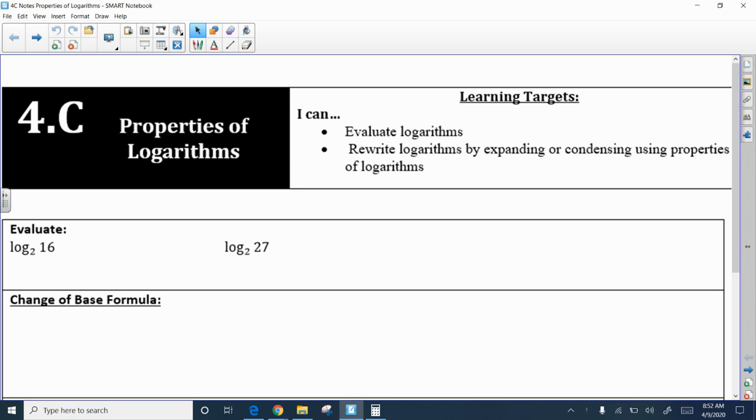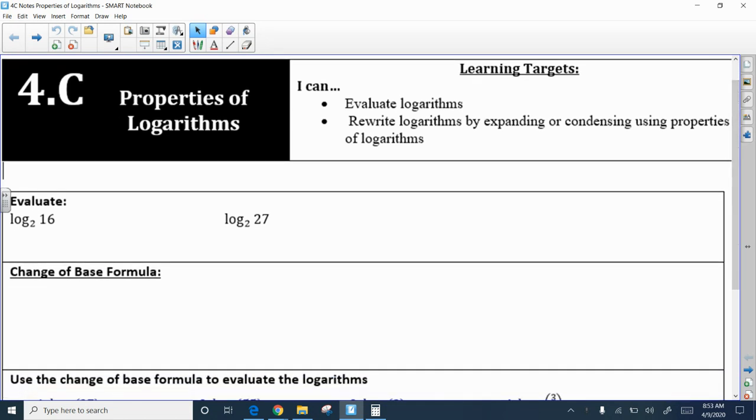Good morning, everybody. We are starting our next section of notes for C, properties of logarithms. So our learning targets are evaluating logarithms and rewriting logarithms by expanding or condensing using properties of logarithms.